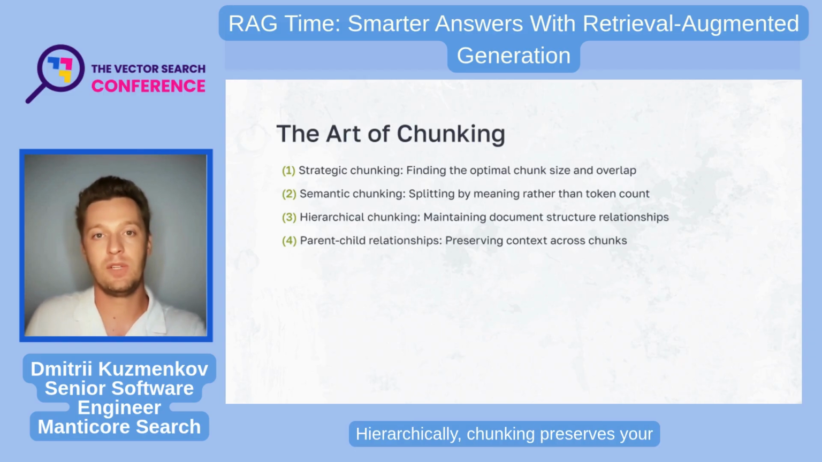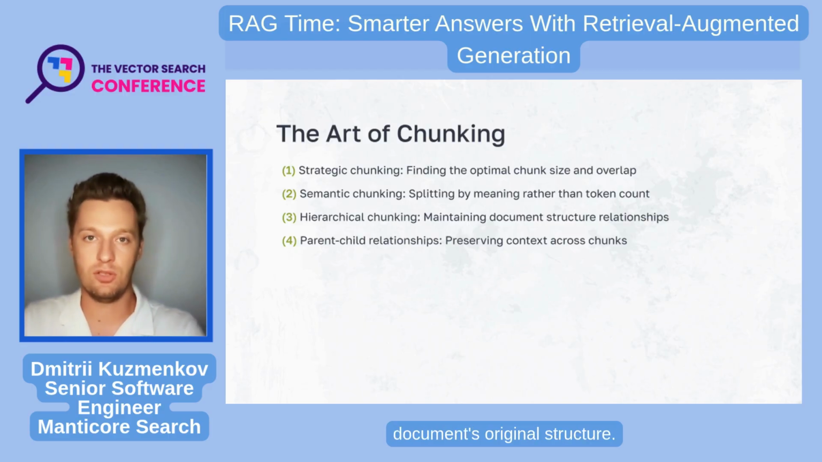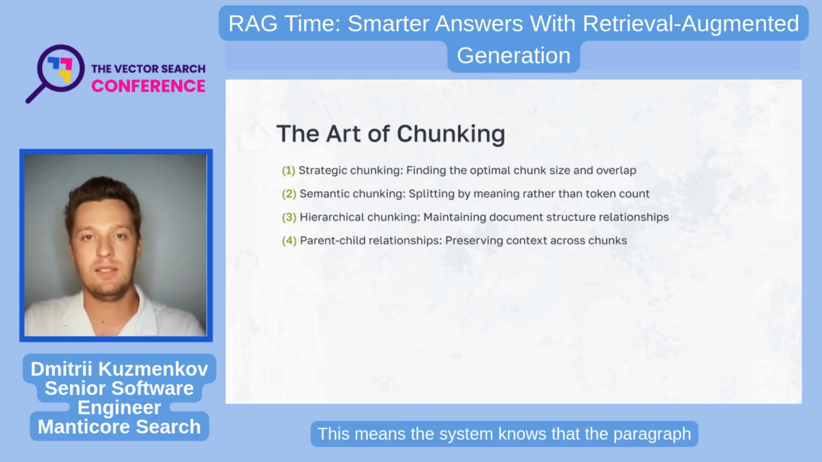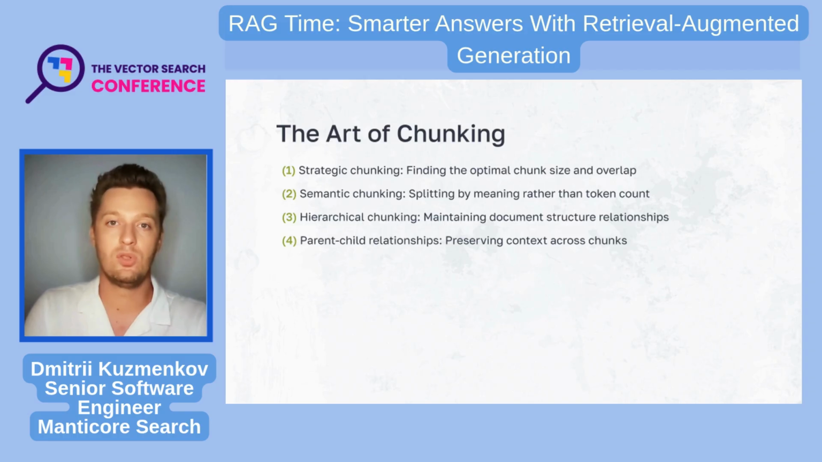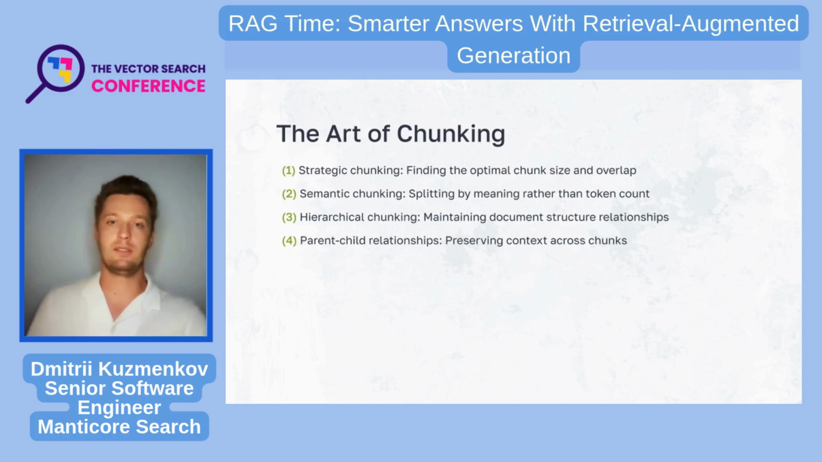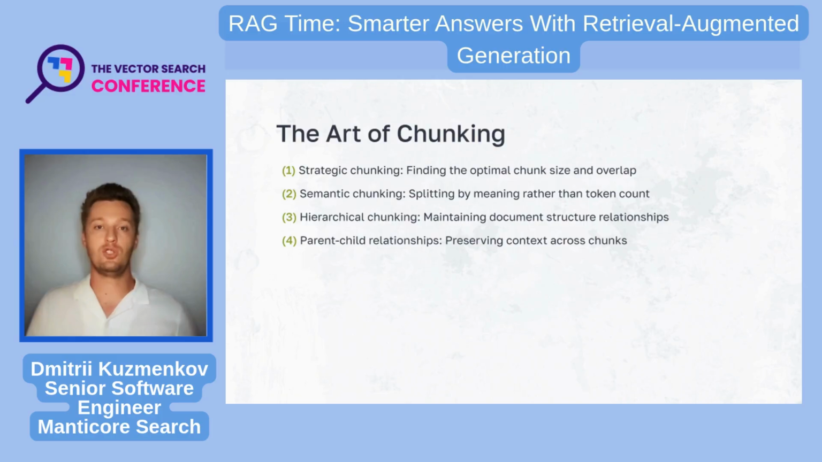Hierarchical chunking preserves your document's original structure. This means the system knows that the paragraph belongs to a specific section, which belongs to a specific chapter, maintaining the organizational logic of your content.